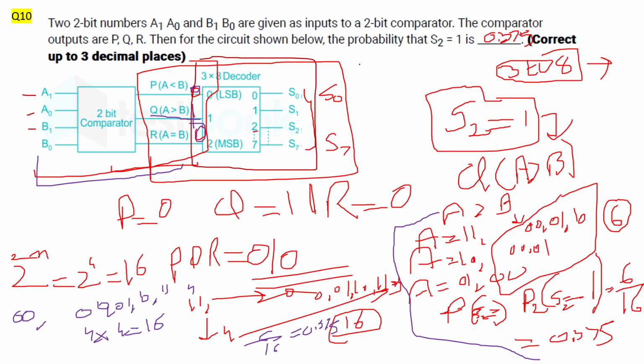S2 will be equal to 1 when PQR are 0, 1, 0. That means Q is equal to 1. When is Q equal to 1? When A is greater than B. So when will A be greater than B, meaning a 2-bit number A is greater than a 2-bit number B?